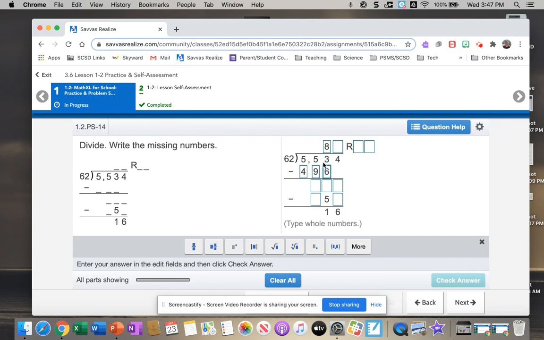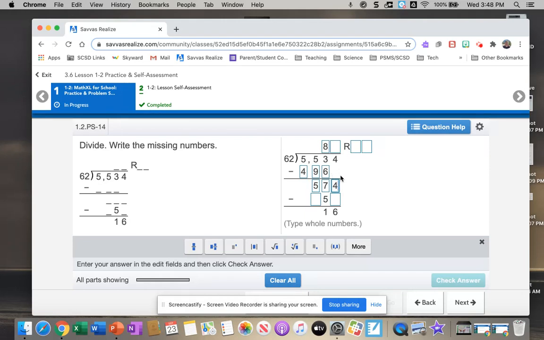3 minus 6, now got to borrow. So we have 13. Again, you're working this out on your scratch paper. 13 minus 6 is 7. And remember, this is a 4, so we have 4 minus 9. No, got to borrow 1 over. So it's 14 minus 9, which is 5. And we can look at that and check that: 53 up here, 4 below, 57. Great. So now we got to drop the 4 down.